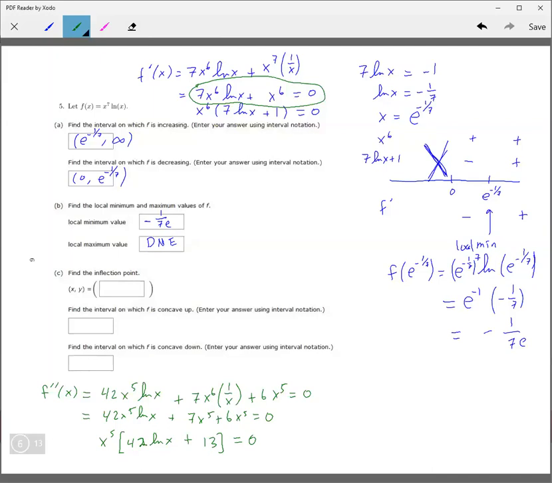Okay, so that's going to be 0 where the second part is 0. So 42 log x is negative 13, which means that log x would be negative 13 over 42. And so that's going to give us x equals e to the negative 13 over 42. We get some weird numbers in this class.